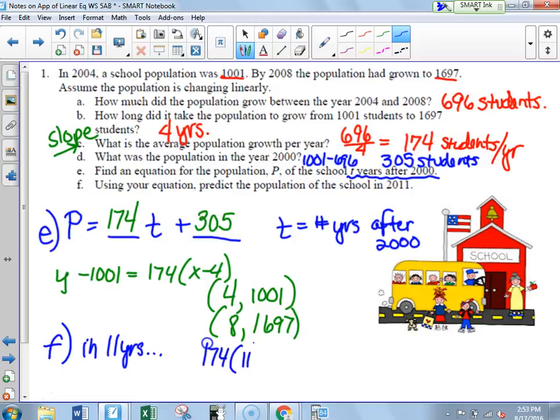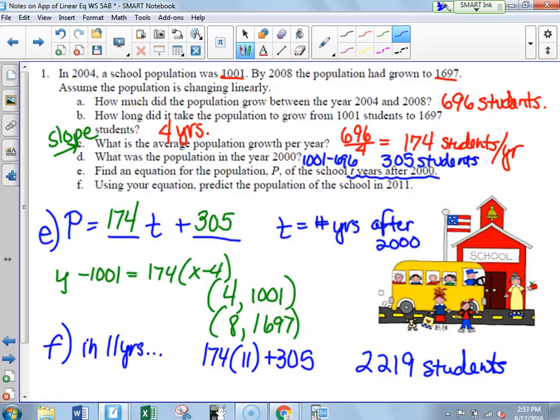174 times 11. Is that it? We still have to do the plus 305. Did someone else get that number? 2219. Excellent. Okay, so far so good, easy? Yeah, that's getting to the hard number now.